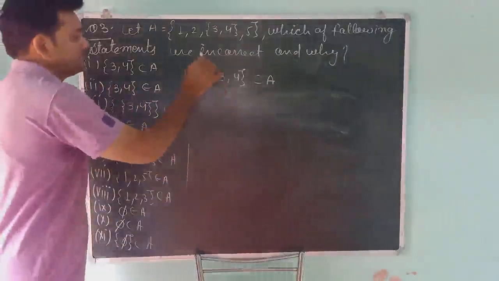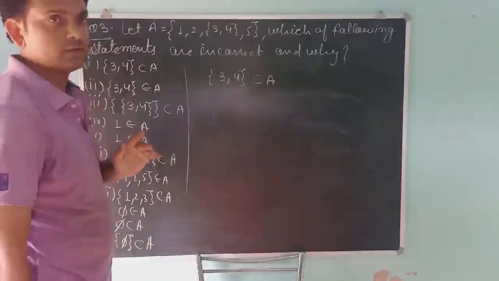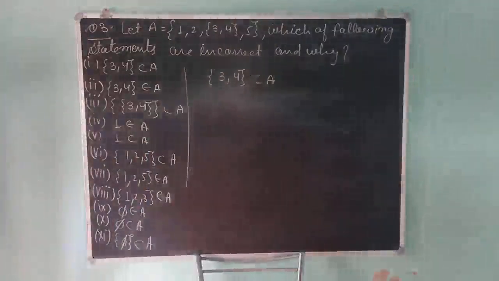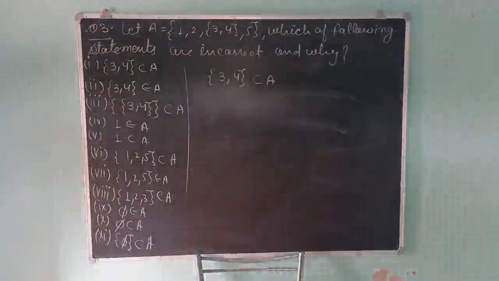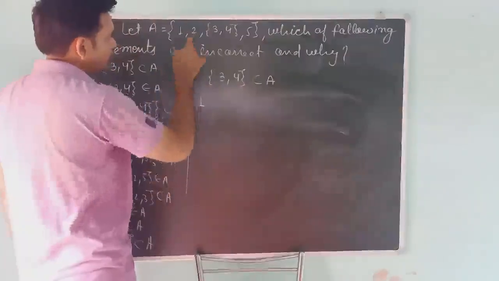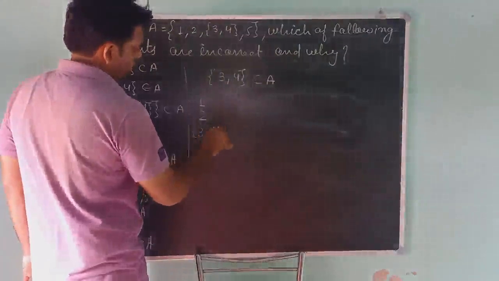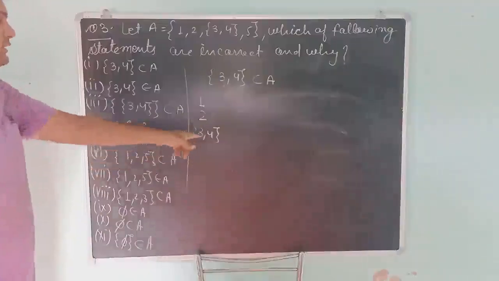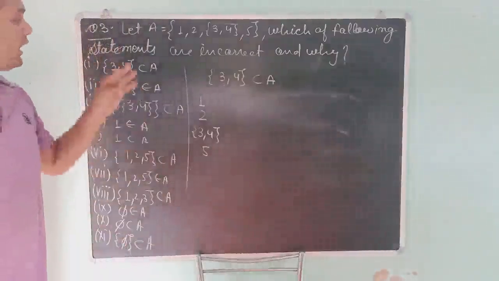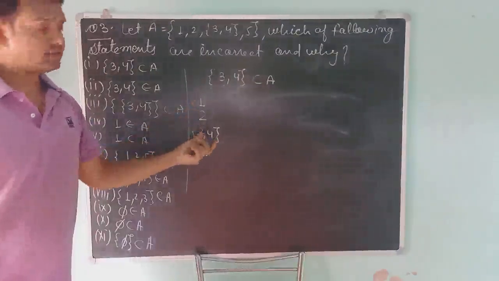So this is not a subset. This is only an element. If someone asks you, how many elements are there in the set A? Then you will tell me first element is 1, second element is 2, third element is {3, 4} with brackets, and fourth element is 5. So students, in this question I have 4 elements only: 1, 2, {3, 4} with bracket, and 5.